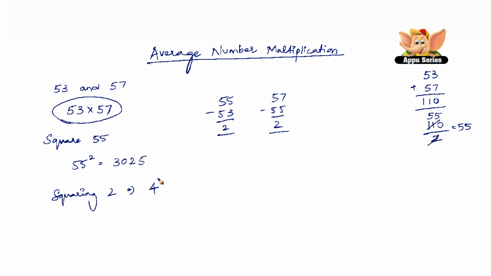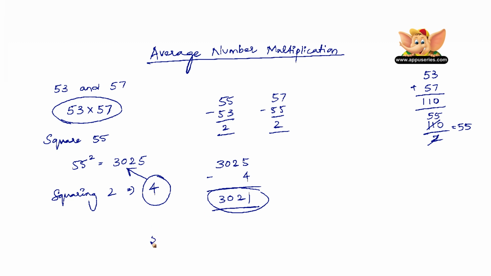Now subtract 4 from 3025. 3025 minus 4 is 3021. So therefore 3021 is the product of 53 and 57. So 53 into 57 is 3021. That was pretty simple.